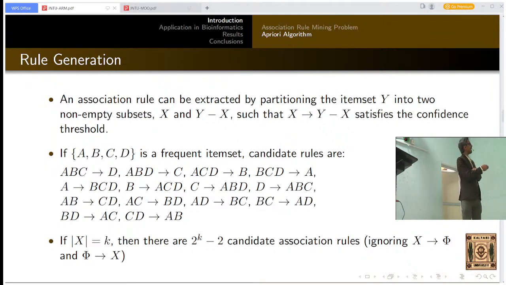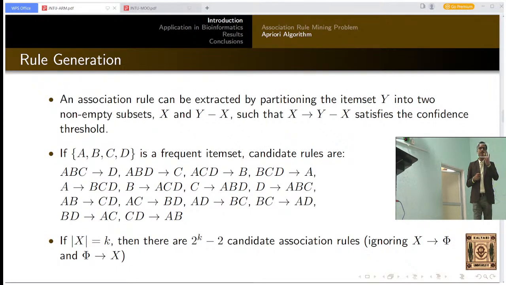So if you have a k item set, suppose this is a 4 item set, how many rules will be there with 4 item sets? Remember that if you have an item set ABCD, then AB implies C is not a rule for this item set. Why? Because if we take the union of antecedent and consequent, you should get back the whole item set, right? So for all these rules, if you take the union of antecedent and consequent, you will get ABCD. So that is the property of the rules extracted from a particular item set.